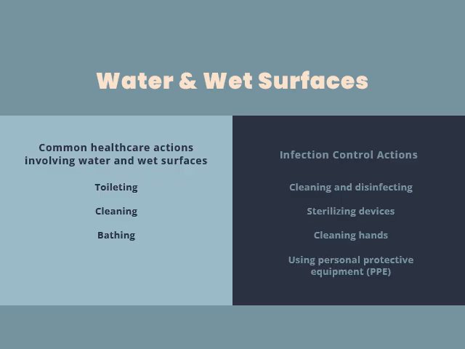Now that we've discussed the risks of water and wet surfaces, let's explore actions to address them. Think about how you interact with water and wet surfaces in your workday, like toileting, cleaning, and bathing. Infection control actions include cleaning and disinfecting surfaces, sterilizing devices, washing hands, and using PPE like gloves, gowns, and eye protection.